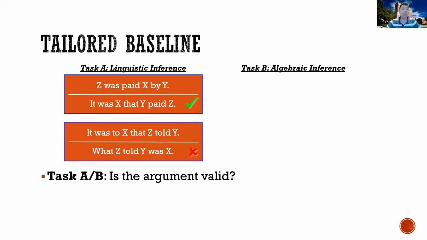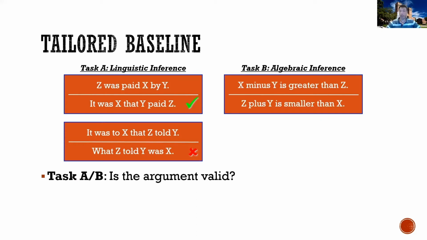And you can shuffle things around so that sometimes the two sentences don't match. And remember, your job is to tell me, do they match? Do they not match? Now, this is task A. Task B was essentially the exact same task, but the stimuli were different. The stimuli were algebraic in nature instead of linguistic. So, for example, a stimulus might look like this. X minus Y is greater than Z. Is that the same as Z plus Y is smaller than X? And again, your job is to tell me if the two states of affairs match.